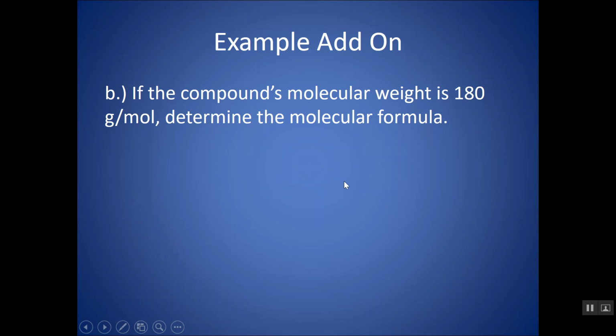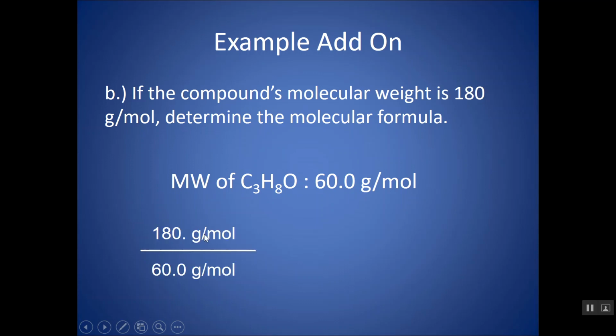So from there, all you want to do is figure out the molar mass of the empirical formula you just found, which is 3 carbons, 8 H's, 1 oxygen, adds up to 60 grams per mole. And then take the molar mass of the molecular formula, divide by 60, and that will tell you how many times bigger my formula needs to be. So this is what I have to multiply the subscripts of my formula by in order to get my molecular formula.